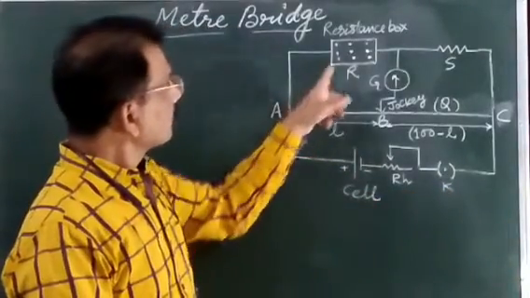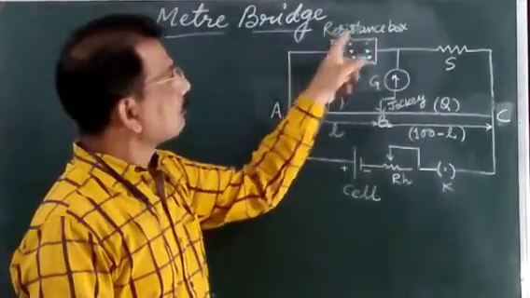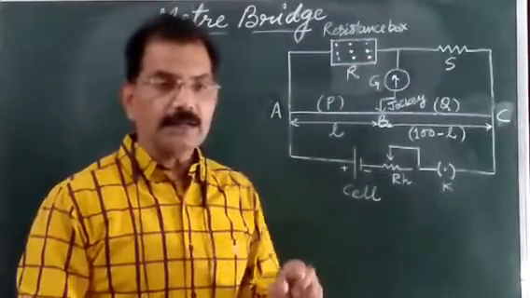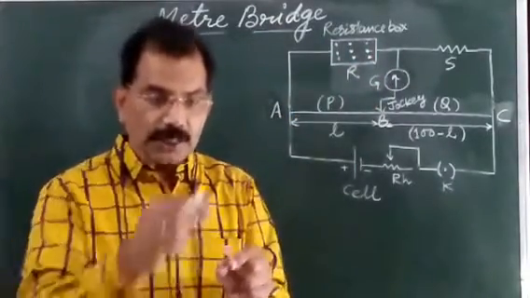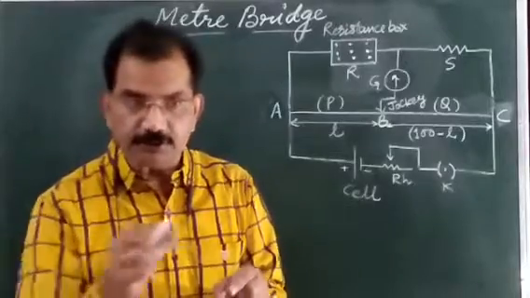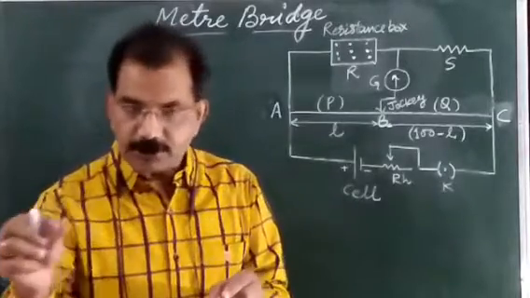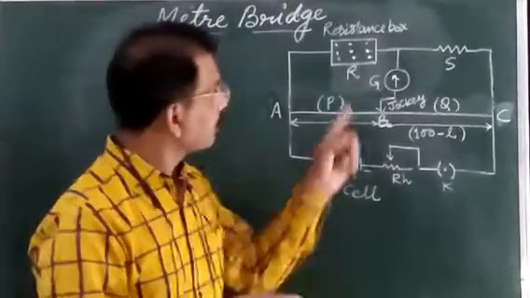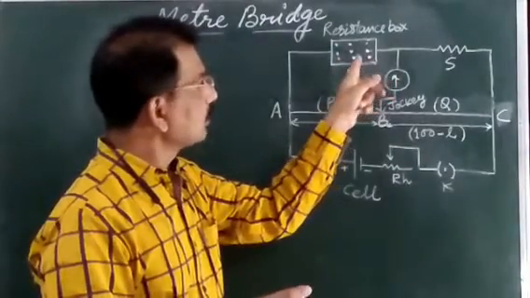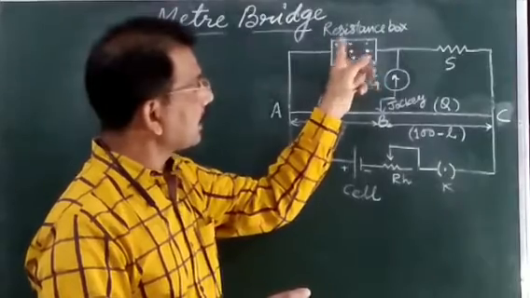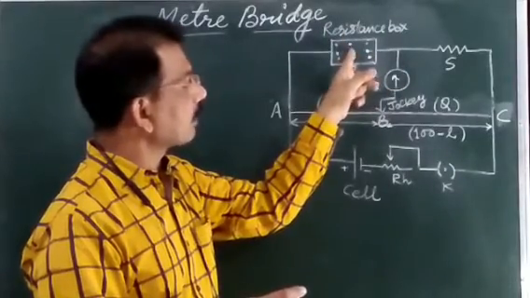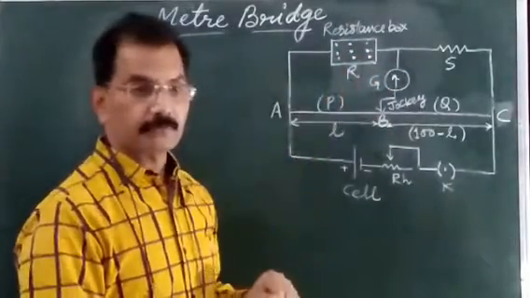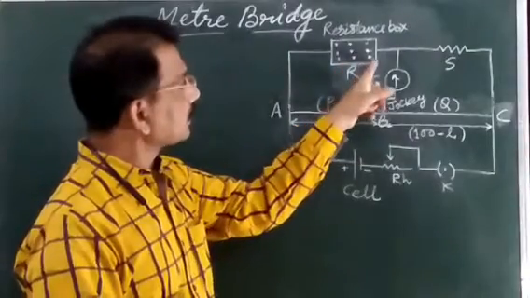Now R is a resistance box, and in the resistance box there are different keys. All these keys are connected in series inside it. It means with the help of this resistance box, you can take out any key, and that is the resistance you are giving to this circuit. So R is a resistance box.